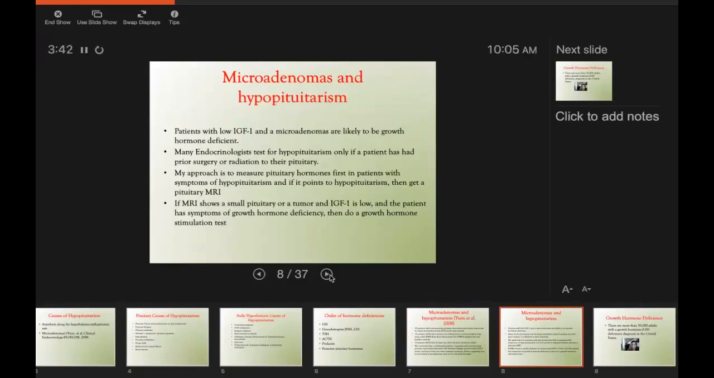Patients with low IGF-1 and microadenomas have a good chance of being growth hormone deficient. Many endocrinologists test for hypopituitarism only if a patient has had prior surgery or radiation to their pituitary. My approach, which to me makes sense, is to measure the pituitary hormones when they come in with symptoms related to hypopituitarism or growth hormone deficiency. If it points to hypopituitarism and you have a low IGF-1, then get a pituitary MRI. So I find a lot of hypopituitarism because I look for it. If the MRI shows a small pituitary tumor, IGF-1 is low, and the patient has symptoms of growth hormone deficiency, then you would do a growth hormone stimulation test.